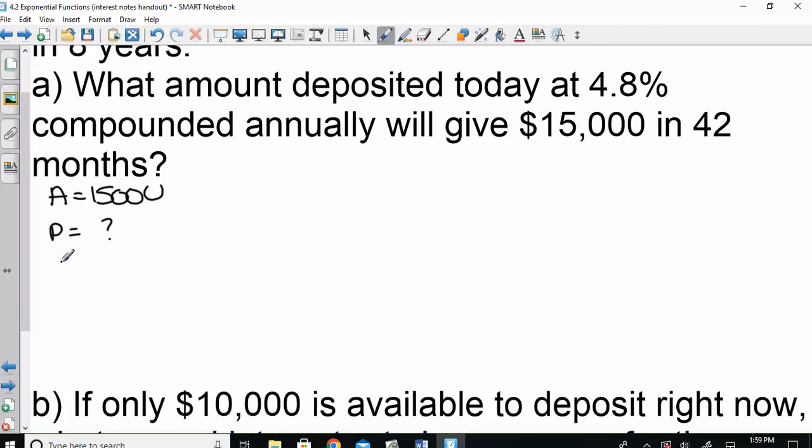At 4.8%, so the rate is 0.048. Compounded annually, so how many times a year? 1. In 42 months, how am I going to get my time out of that? 42 divided by 12, which is 3.5.